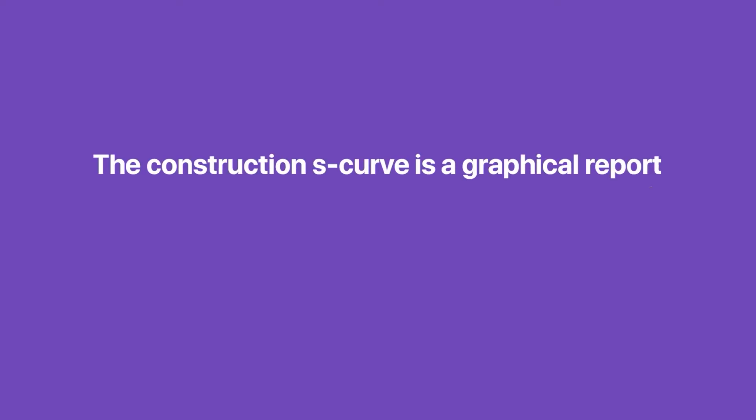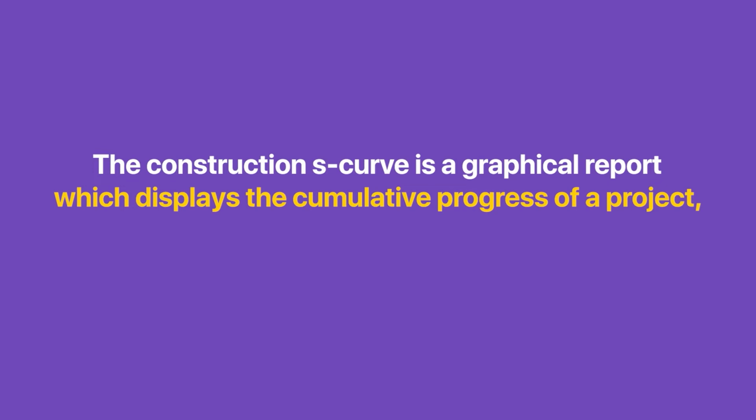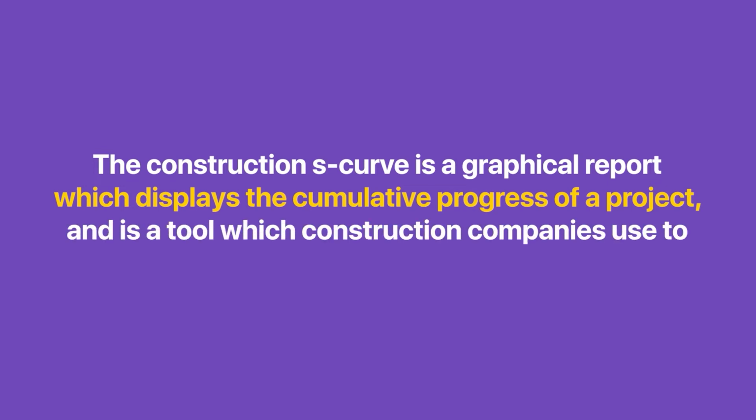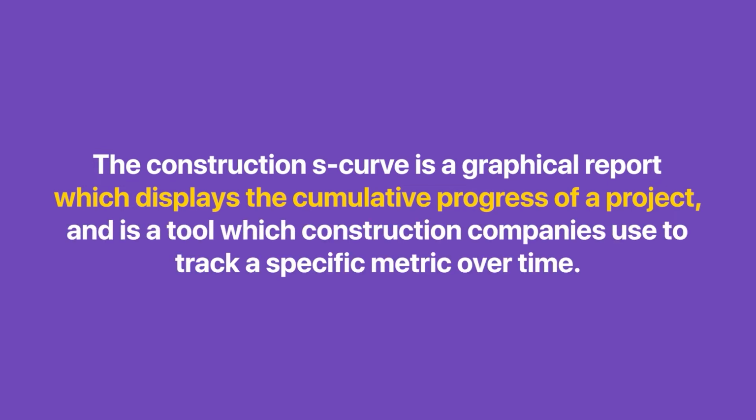Excellent. I mentioned the term S-curves. Let's have a look at what an S-curve in construction is. The construction S-curve is a graphical report which displays the cumulative progress of a project and is a tool which construction companies use to track a specific metric over time. The reason it's called an S-curve is because the shape of the graph typically forms a loose, shallow S. The shape, however, depends on the type of project, so other formations are possible.